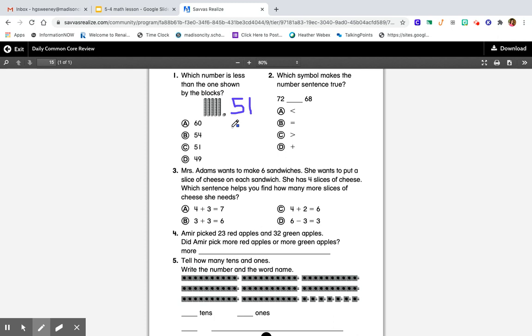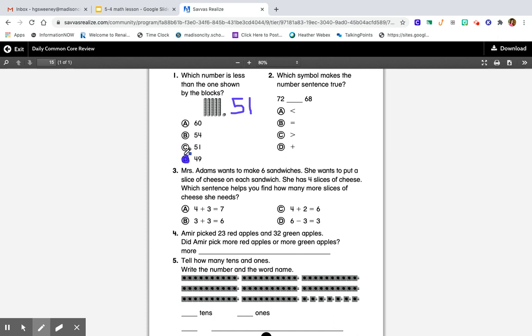So now I've got to figure out which number is less than 51. Not 60, not 54, not 51, that's the same. 49. 49 is the only number that is less than 51. Let's go to number 2.